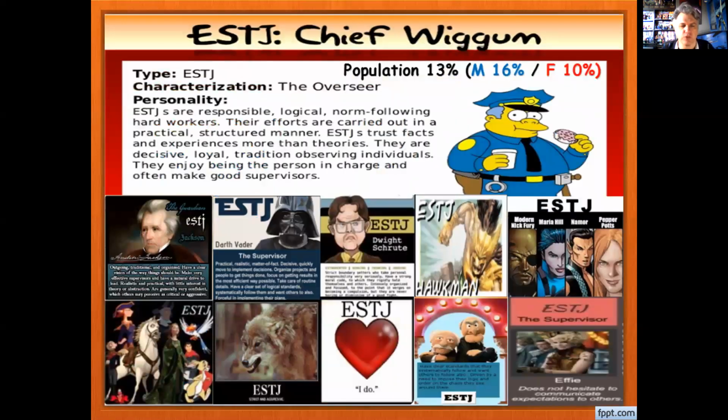So if we take a look at the first one, the ESTJ, this is going to be 16% of the male population, 10% of the female, 13% of the population overall, which again, is greater than the 6.5 that it should be. These are responsible, logical, follow the norms, hard workers. Efforts are carried out in a practical, structured manner. Chief Wiggum, if you want a Simpsons character, the president that you are most likely to be here would be Andrew Jackson. Darth Vader, supervisor, Dwight Schrute. Sorry about that, or maybe that's good for you.